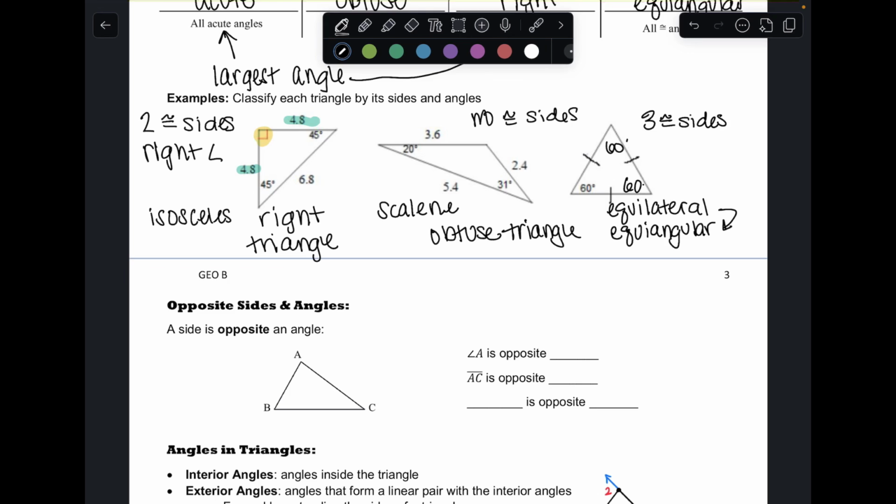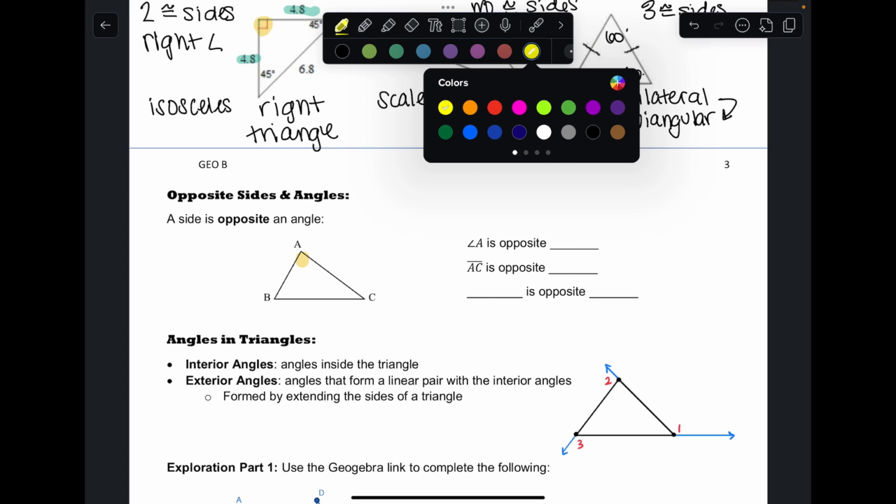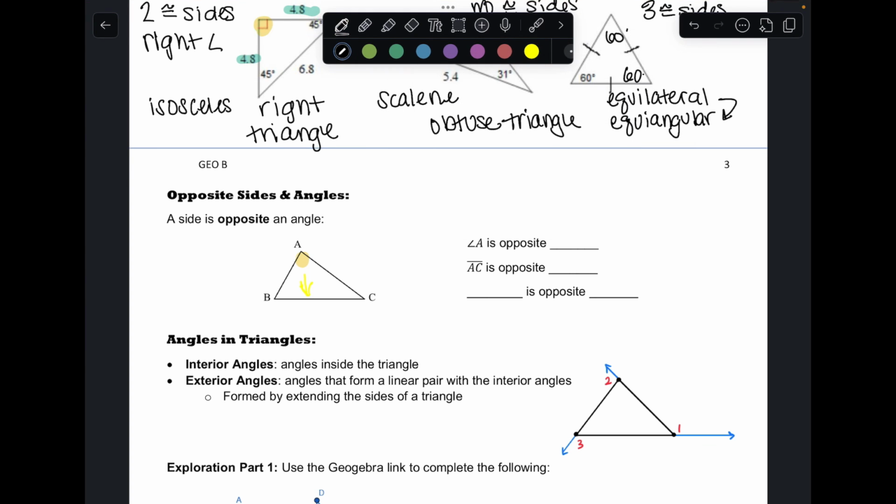So, first, it says a side is opposite an angle. That means that every side has an angle that it's opposite to, and every angle has a side that it is opposite to. That side is the one directly across from the angle. So here's angle A. Angle A is opposite this side right here, side BC. And sometimes we even call the side opposite of angle A side little a. So you'll see this often, that angle A is opposite side a.